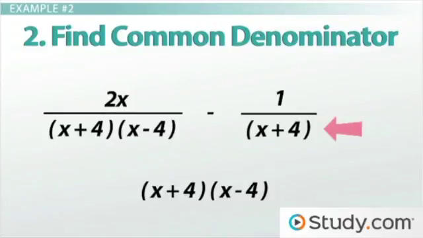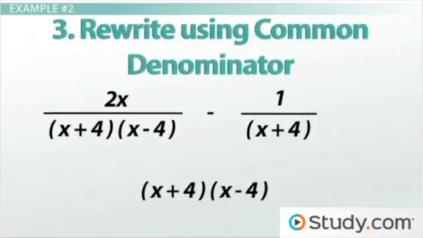Since we already have x plus 4 written as part of our denominator, we don't need to duplicate it, so it turns out our common denominator will be x plus 4 times x minus 4. Now we need to create our common denominator. Let's look at our first term, 2x divided by x plus 4 times x minus 4.